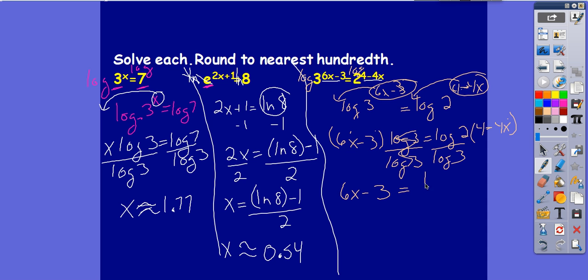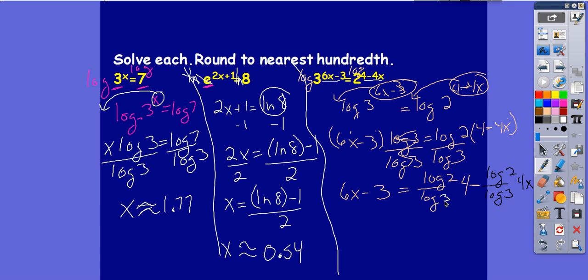So now I'm going to distribute log 2 over log 3 times 4 minus log 2 over log 3 times 4x. All right, so let's see what log 2 divided by log 3 is. So log 2 divided by log 3, that's approximately 0.6309.